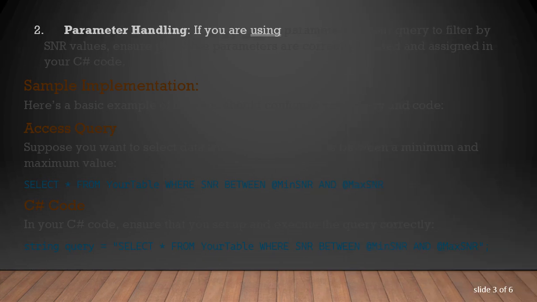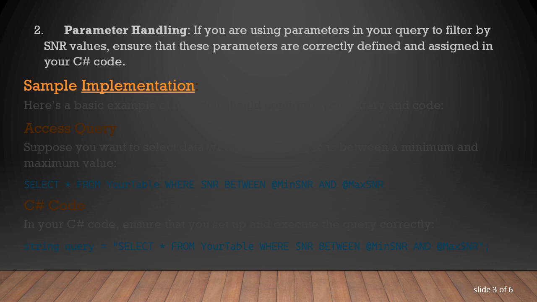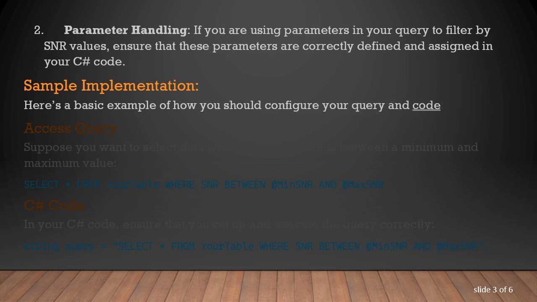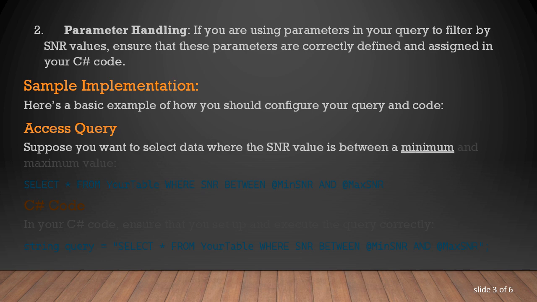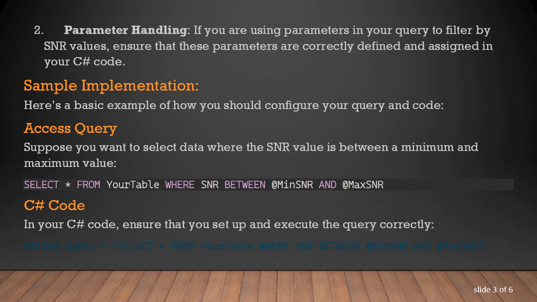Parameter handling. If you are using parameters in your query to filter by SNR values, ensure that these parameters are correctly defined and assigned in your C# code. Sample implementation. Here's a basic example of how you should configure your query in code. Access query. Suppose you want to select data where the SNR value is between a minimum and maximum value. C# code. In your C# code, ensure that you set up and execute the query correctly.